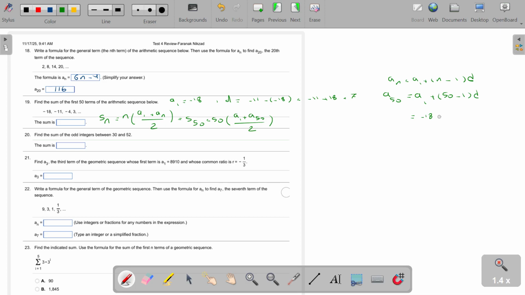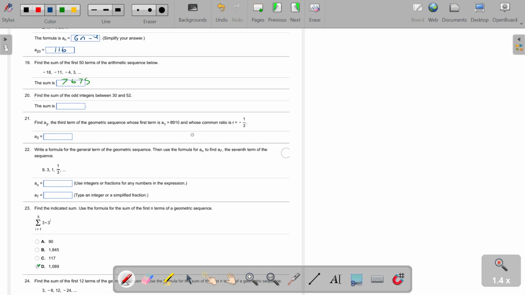Plus 50 minus 1 times d, which is 7. When you calculate that, this will be equal to 325. Now we're going to replace everything here. 50, a1 was negative 18, plus a50, which is 325, divided by 2. And then when we use our calculator, this will be equal to 7675. So this is the sum, 7675.